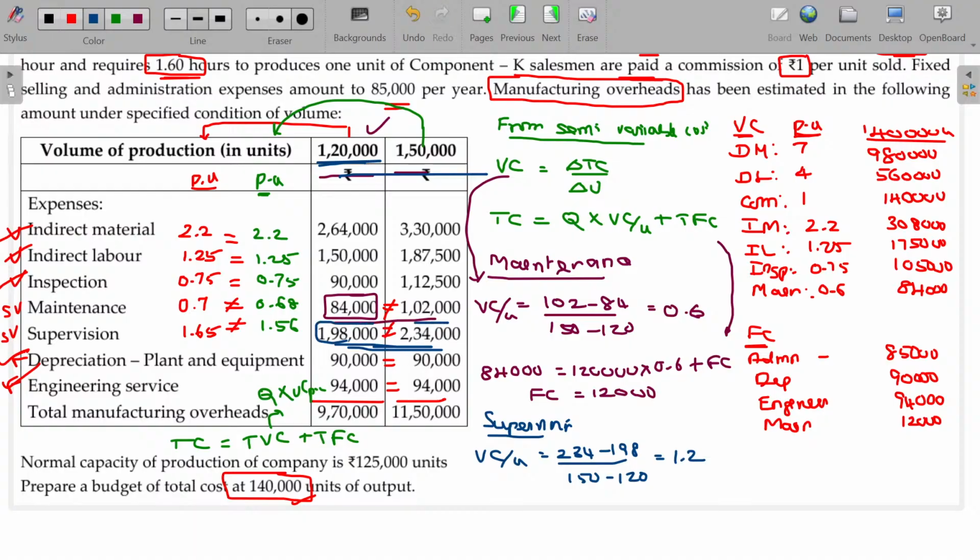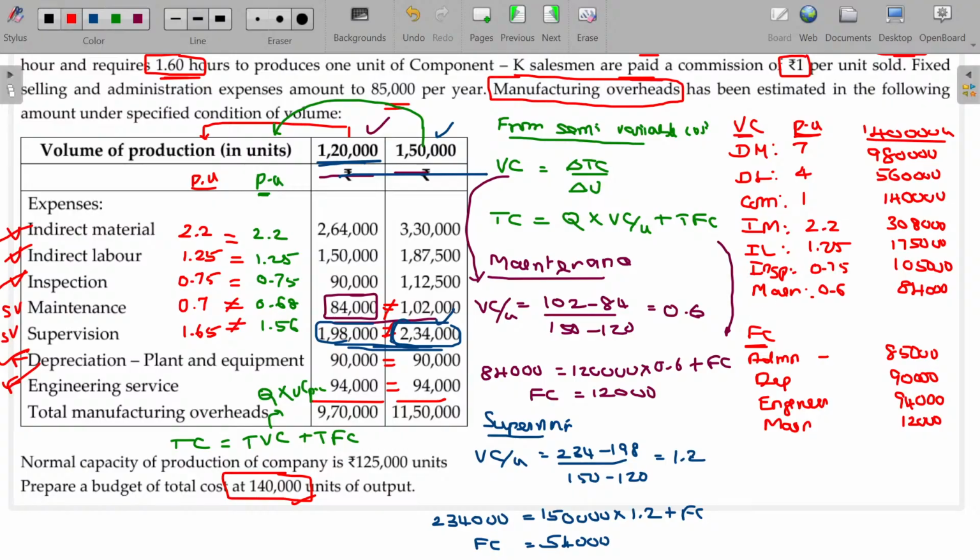Sir, can I take the second value, sir? Yes, of course you can take the second value also. If you take the second value, the quantity will be 150,000. The variable cost here in this case, total cost being 234,000 is equal to 150,000 because this 234,000 total cost is for 150,000 units. So 150,000 into applicable variable cost we found out in the earlier formula 1.2 plus fixed cost. Now we can calculate the fixed cost easily. 150,000 into 1.2, 180,000 along with the fixed cost. To get the fixed cost, that 180,000 taken to the other side becomes negative from 234,000. The final value being 54,000.